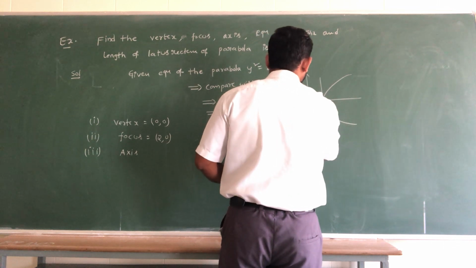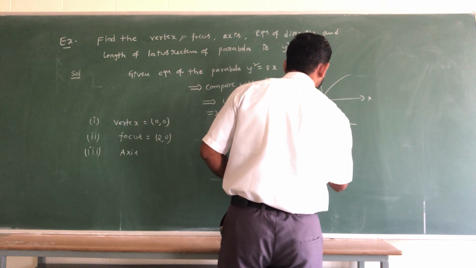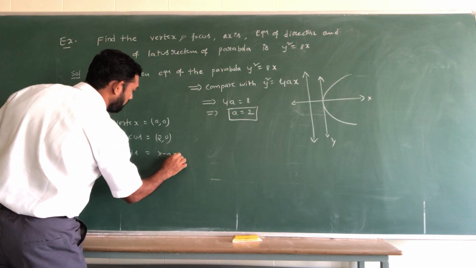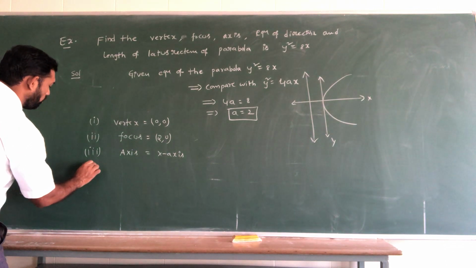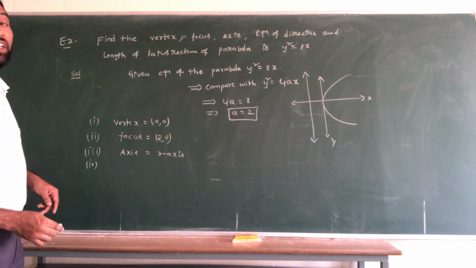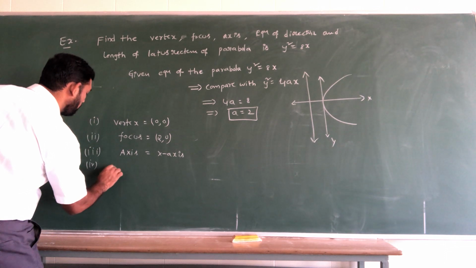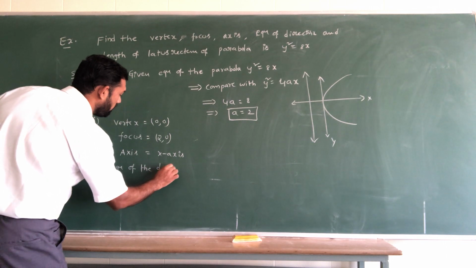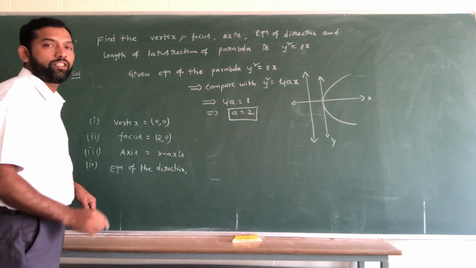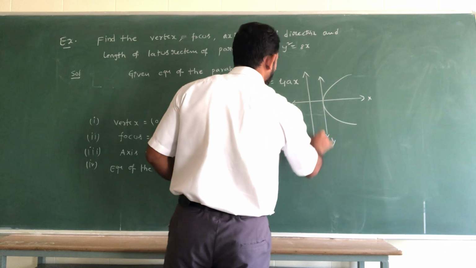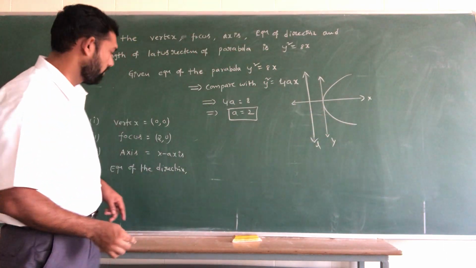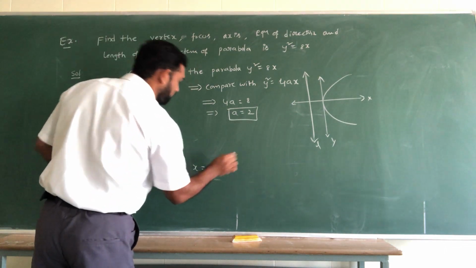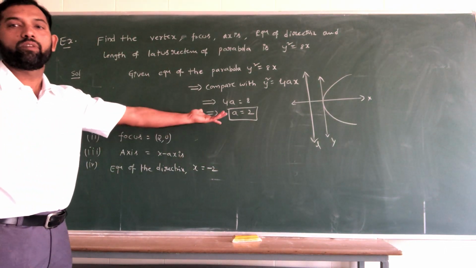This parabola is like this. So the axis is what? Axis means x-axis only. Next, fourth point is what? Equation of the directrix. The equation of the directrix is x equal to minus a. So x is equal to minus, the value of a is what? 2. x equal to minus 2 is the equation of the directrix.